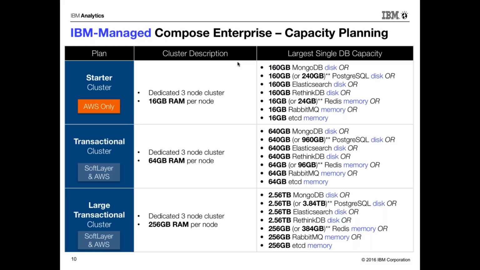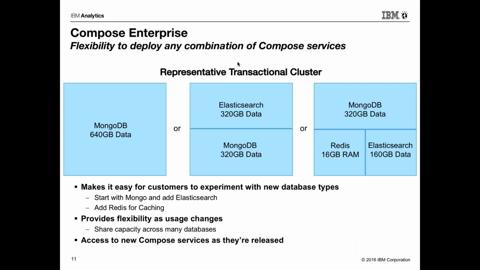And the large transactional cluster is about 256 GB RAM. This is used for enterprises who are deploying larger applications. They are beyond a POC or proof of technology stage, and they are doing some production implementation. This is the size which is available, and this is the disk space, which is 2.56 terabytes, available for most of the databases. And obviously, if you need more, you need to increase the number of nodes.